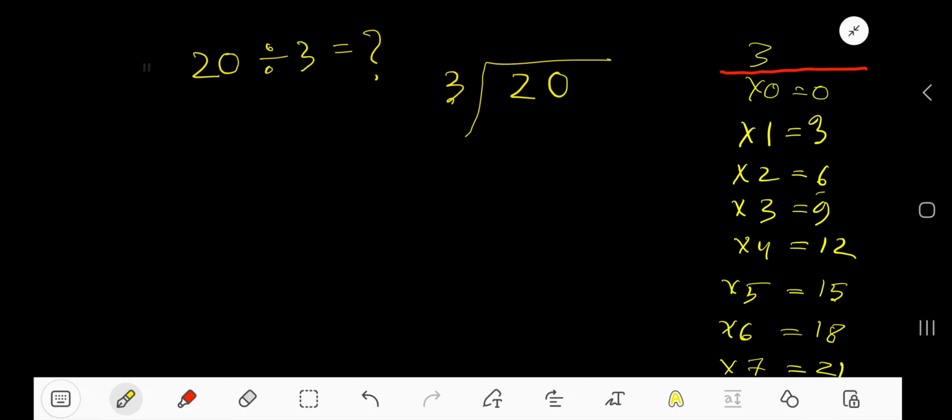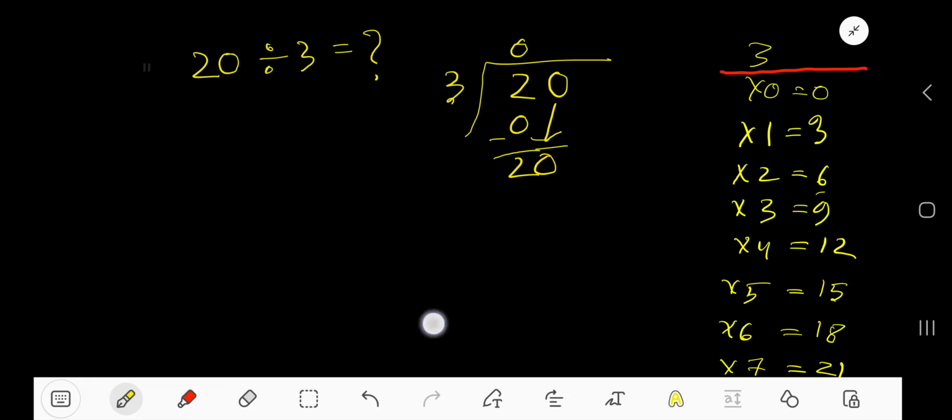15 plus 3 is 18. 3 goes into 2 how many times? 0 times, because our current dividend 2 is less than 3. So 0 times 3 is 0. Subtract, you are getting 2. Bring down the next digit, 20.